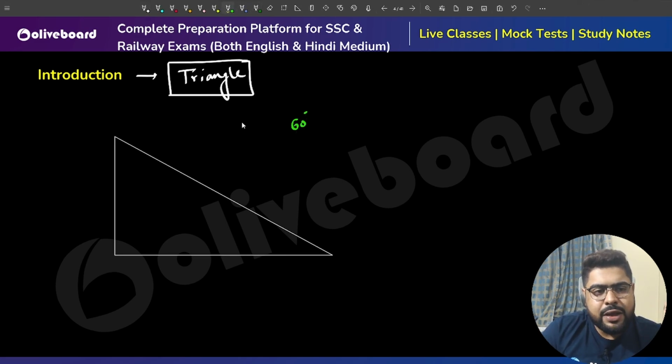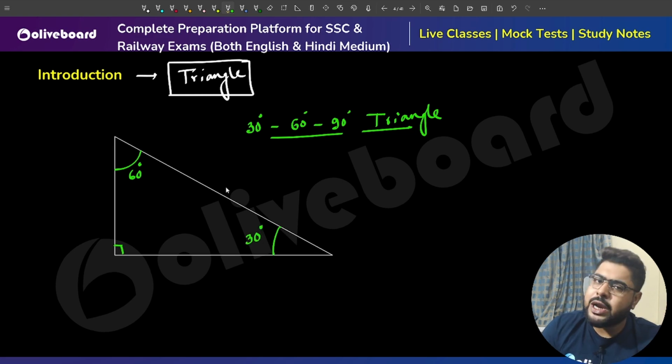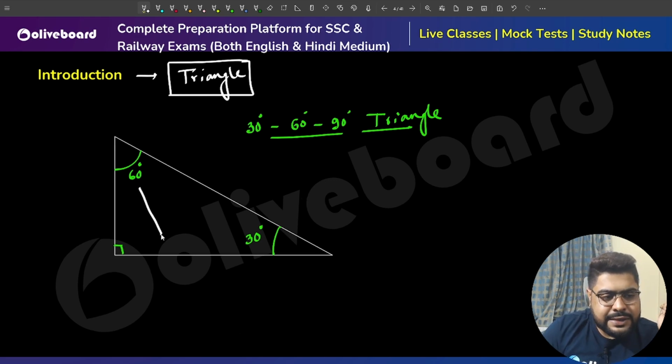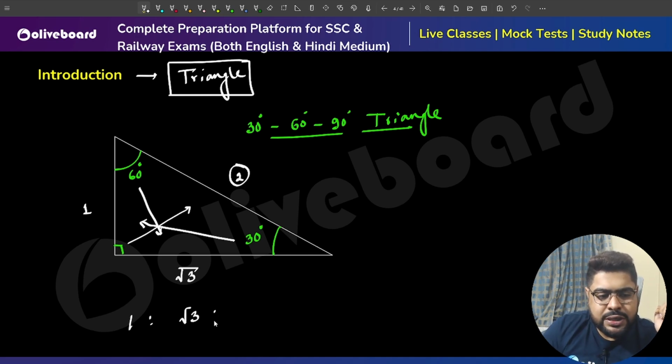what we tend to call the 30, 60, 90 triangle. Now, as the name suggests, this is 90 degree. So this is 60 degree. This is a 30 degree. You see, total 180. So it is following all that. Now remember the side opposite to 60 degree is generally root 3. The side opposite to 30 degree is generally 1 unit. And the side opposite to 90 degree is generally 2. So the ratio actually is 1 : root 3 : 2.